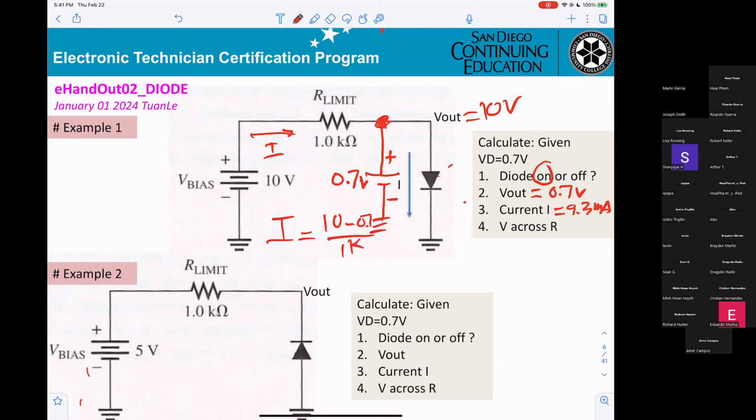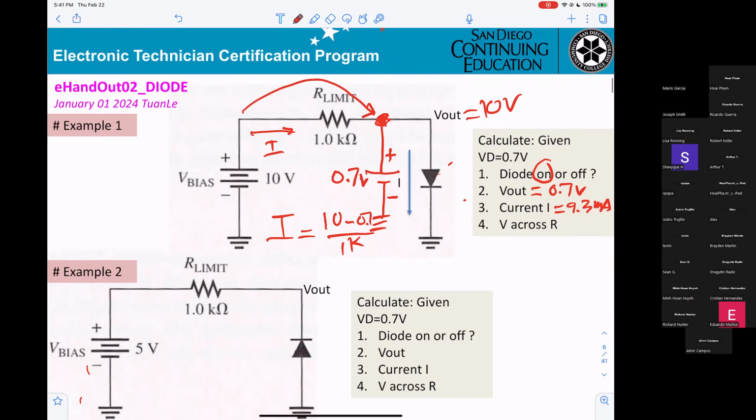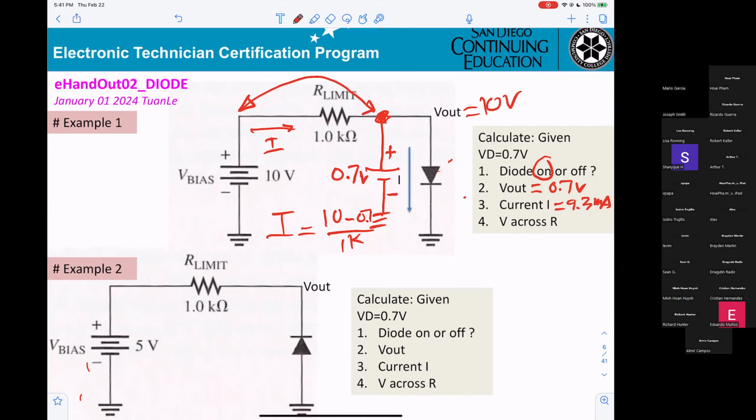What's the voltage across R? That means the voltage across here. Ohm's law, I times R. I is 9.3 times 1K. You get 9.3 volt, right? Yeah.